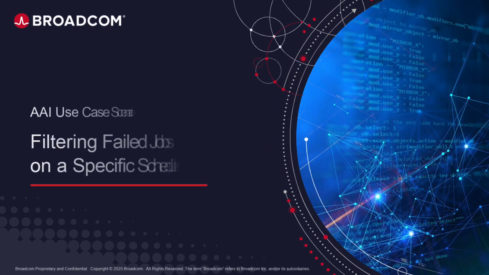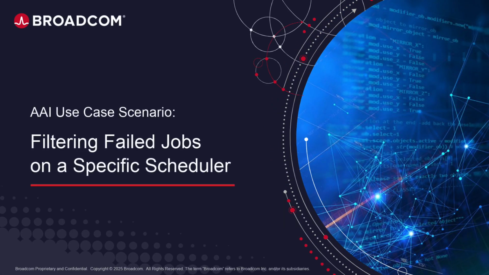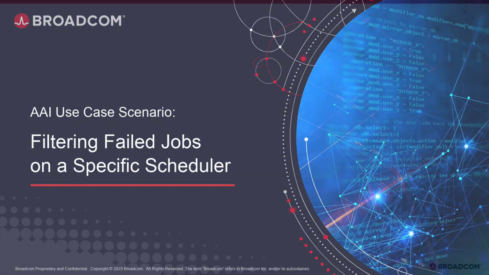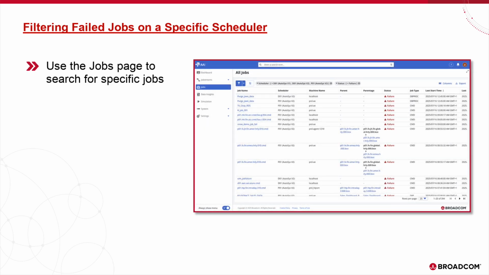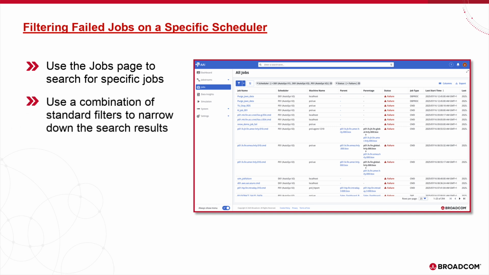Welcome to this use case scenario on filtering for failed jobs on a specific scheduler in AAI. In this scenario, we'll explore how an AAI user uses the jobs page to search for jobs that impacted a job stream run. You'll see how to apply standard filters to isolate troubled jobs based on scheduler, status, and time range, and how to use job properties to analyze job performance issues.